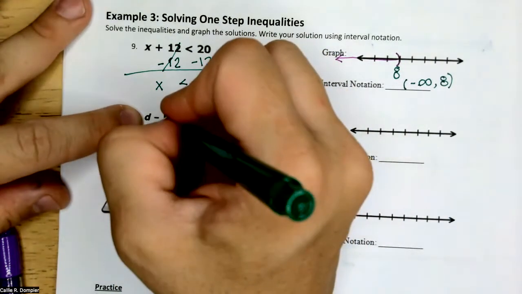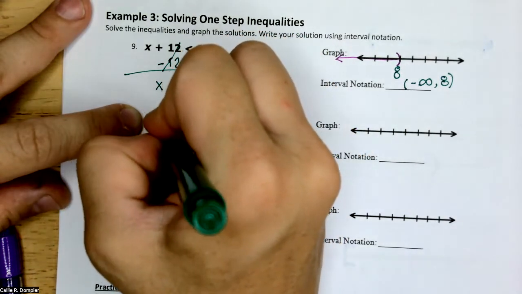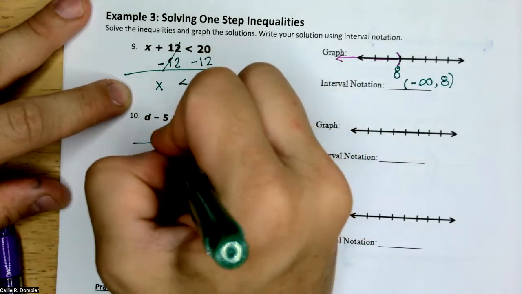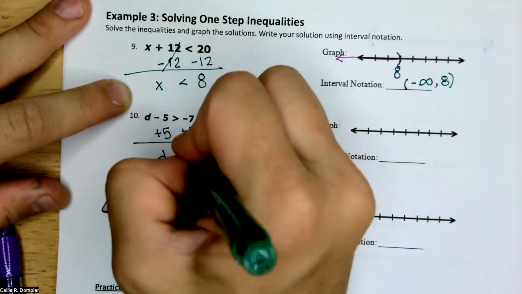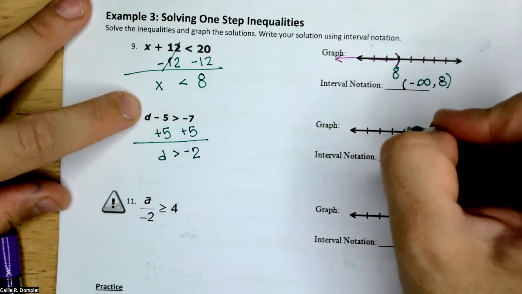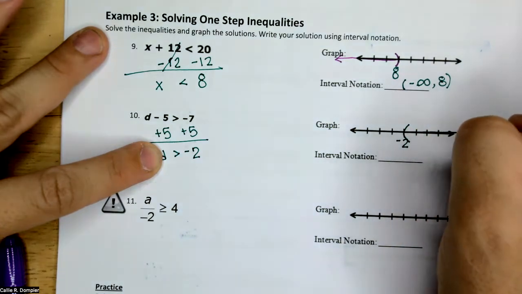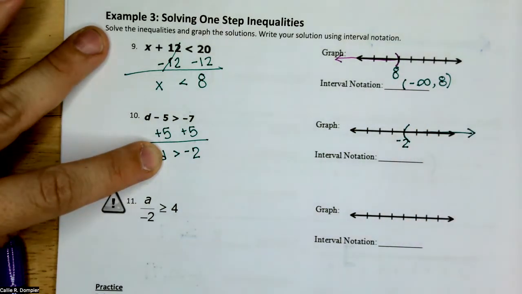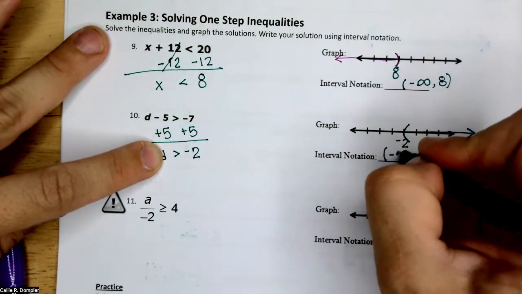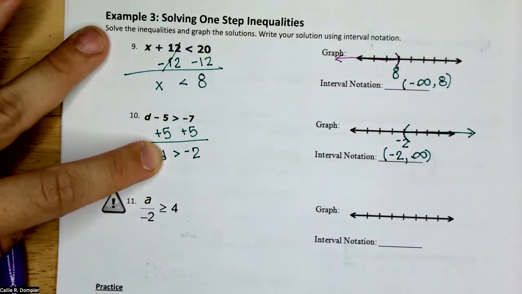D minus 5 is greater than -7. I'll add 5 to both sides. And I get D is greater than -2. Here's -2. There's no equal sign, so I know it's parentheses, and greater than -2 would be in this direction. That direction is always the greater than direction. Interval notation would be parentheses, -2, all the way to infinity.